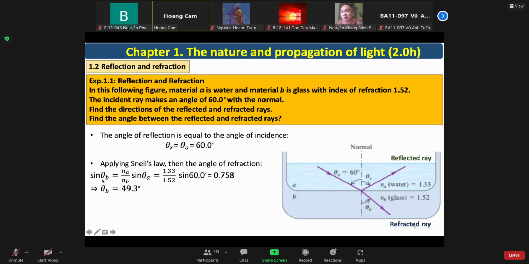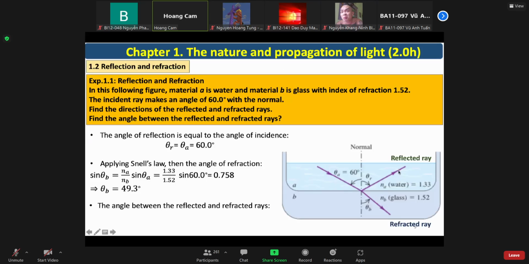If you want to use another notation, you can; don't care about the notation here. So sin theta b equals NA divided by NB multiplied by sin theta A. And the important thing I want to mark with you, in addition to the solution here, is that you should draw. We are in the world of optics, so the drawing is always important, okay? So you got the value of theta b equals 49.3, or approximately 49 degrees.